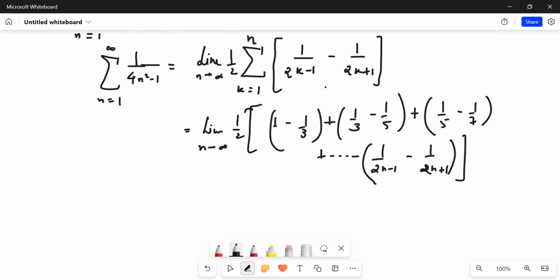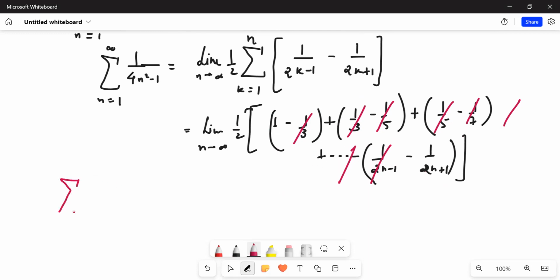So basically now, if this is the case, 1 by 3 cancels 1 by 3, 1 by 5 cancels 1 by 5, 1 by 7 cancels 1 by 7. So in any bracket, the latter part is being cut by the next bracket's former part. In this particular bracket, this would survive because there is no former part of the next bracket. And here this is a former part of this bracket, so it will get cut by the latter part of the previous bracket.